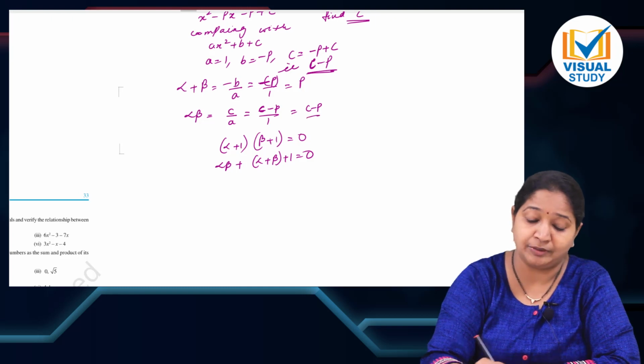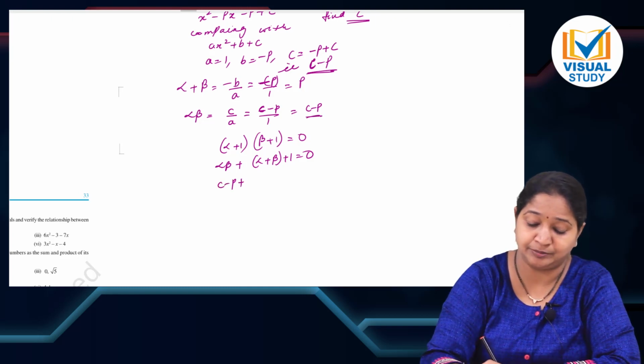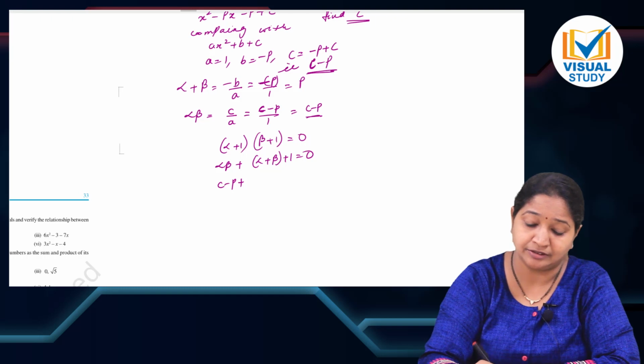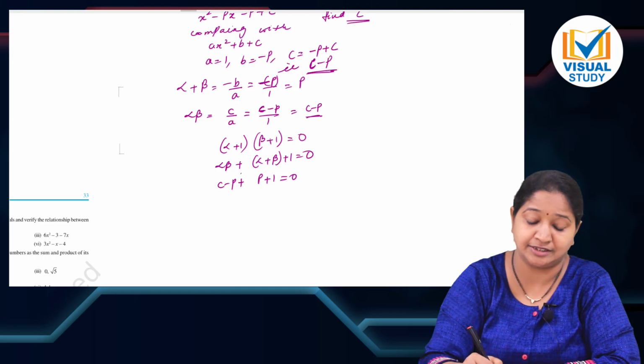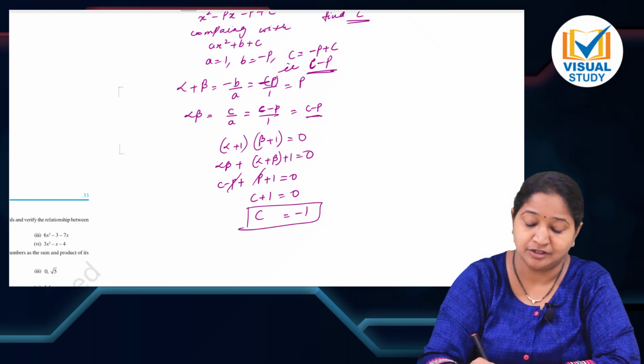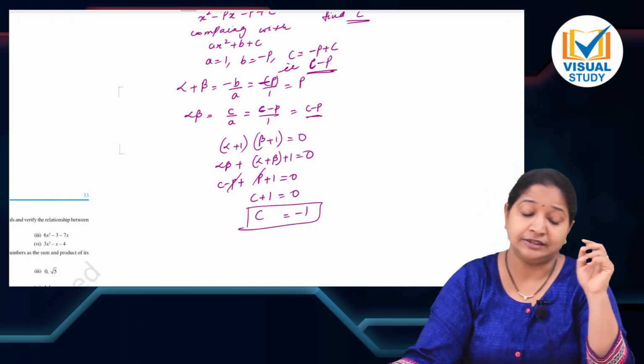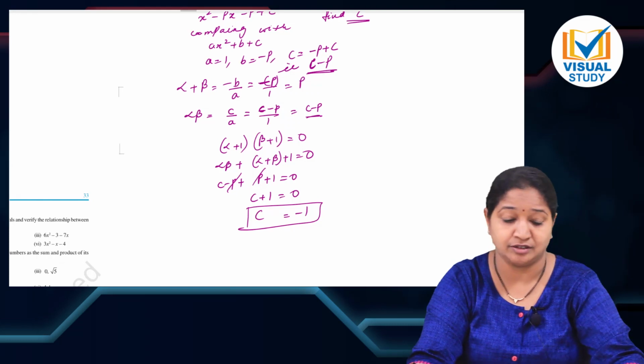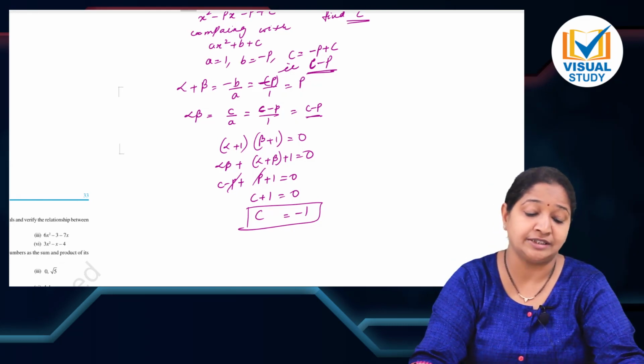What is your alpha beta? That is c minus p. What is alpha plus beta? That is p plus 1 equal to 0. Cancel it, and c plus 1 equal to 0 and c equal to minus 1. So what you have got is the value of c, that is c equal to minus 1.